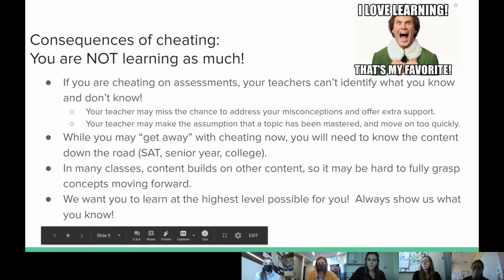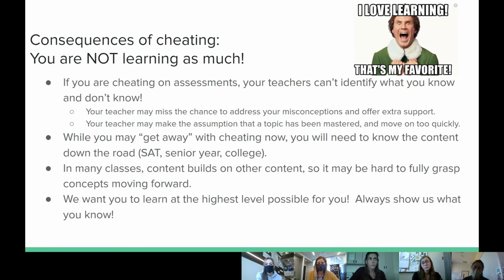I wanted to talk to you a little bit about another consequence of cheating, which is what I consider the natural consequence, which is just that you are not learning as much as you could be. If you are cheating on assessments, your teachers can't identify what you know and what you don't know. Your teacher then might miss the chance to check in with you one-on-one and address those misconceptions or offer some individualized support. Or your teacher might make the assumption that the whole class has mastered this topic and move on quicker than they usually would.